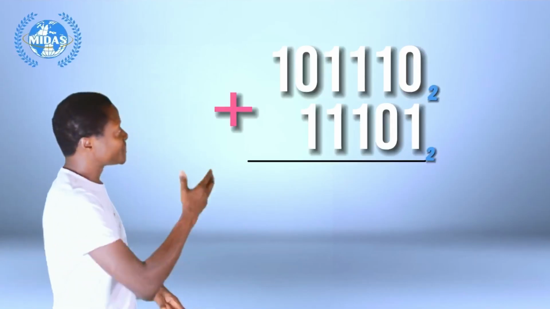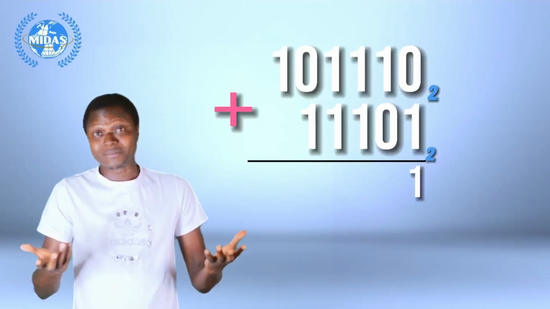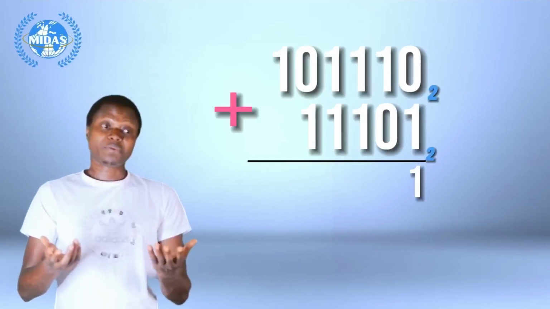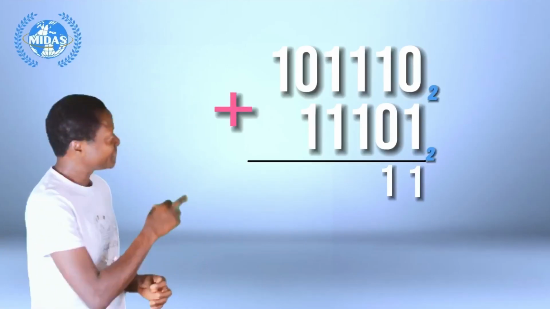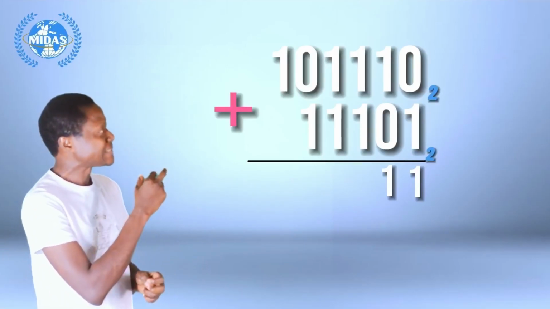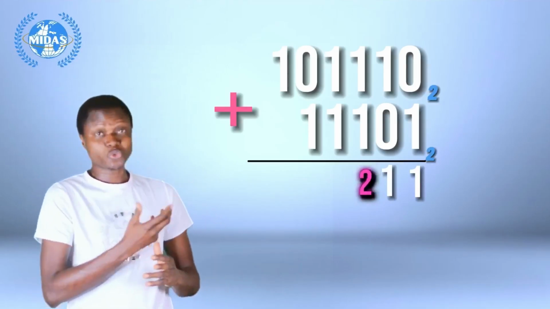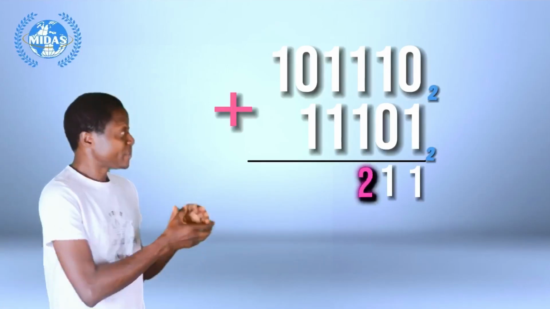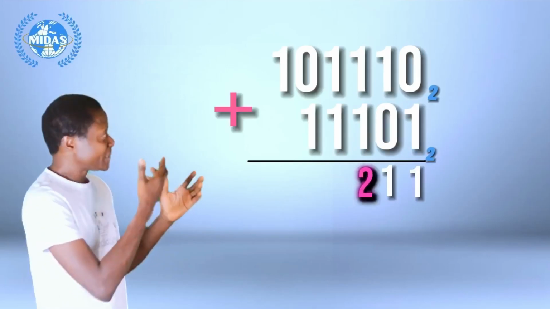The first we have is 0 plus 1. Now 0 plus 1 is 1. Then the next we have is 1 plus 0. 1 plus 0 is 1. Then the next that we have is 1 plus 1. Now we can't put 2 because it is base 2, so we can't have 2 there. So what do we do now? We have 2, that 2 is supposed to be our answer, and we can't put 2.